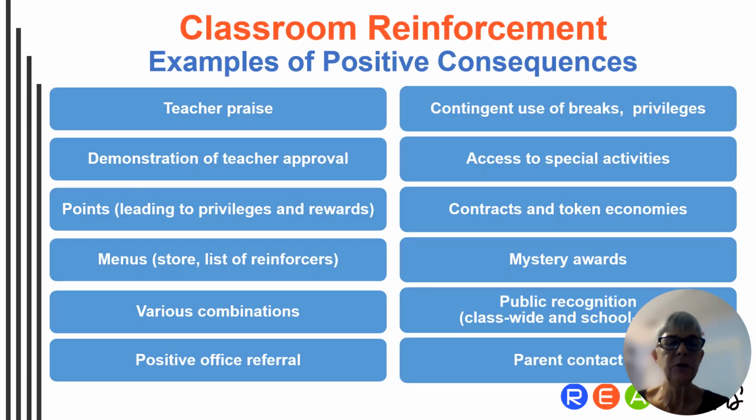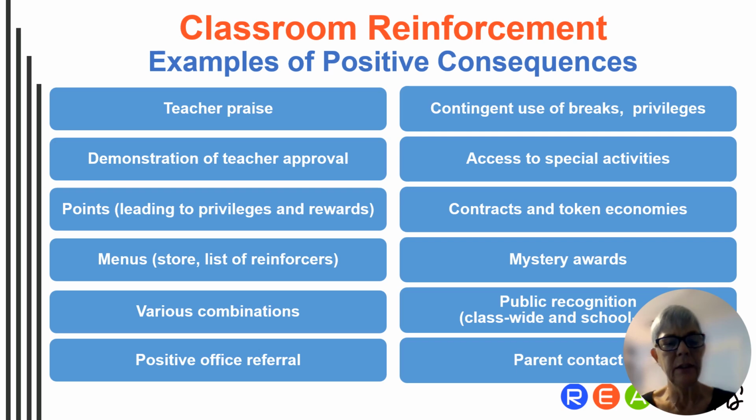So when we think about some examples of positive reinforcement or positive consequences around the classroom, it could be something as simple as verbal or teacher praise. Make sure it's really specific. Instead of just saying, oh, great job, we want to say something like, I really like the way that you stuck with that. I know it was difficult for you, but you finished it, right? So again, making sure that the kid really understands the behavior that we're reinforcing.